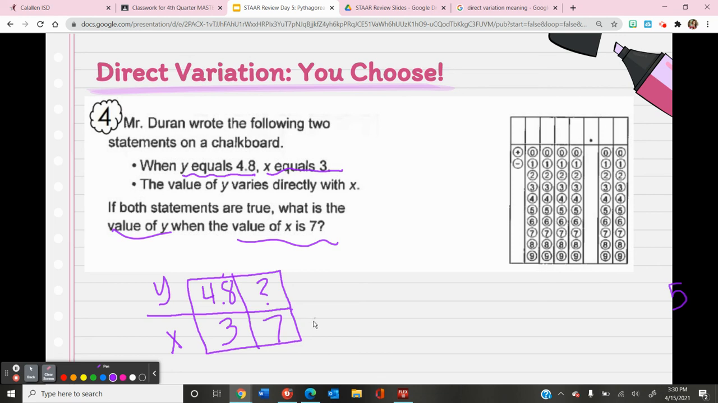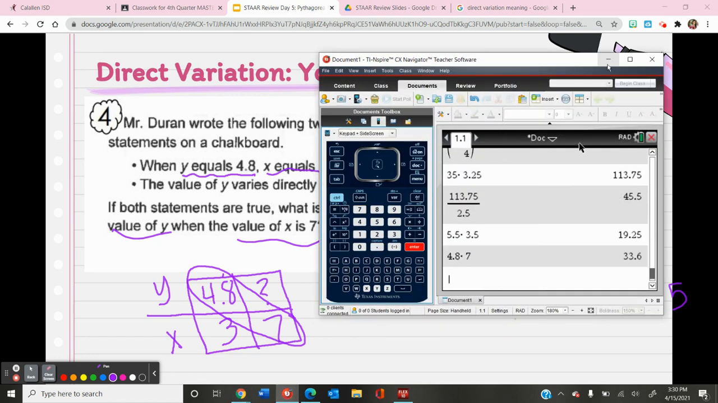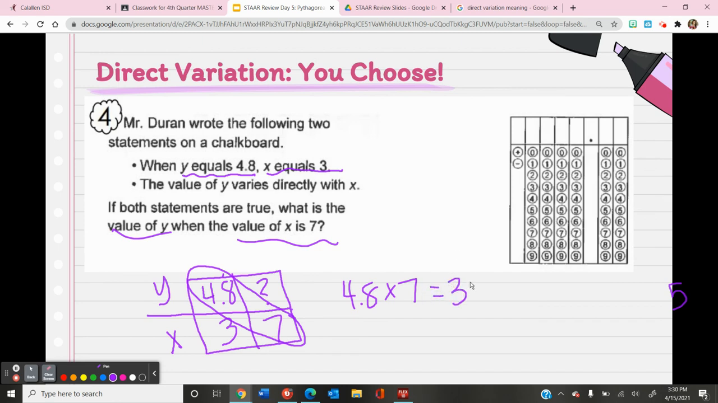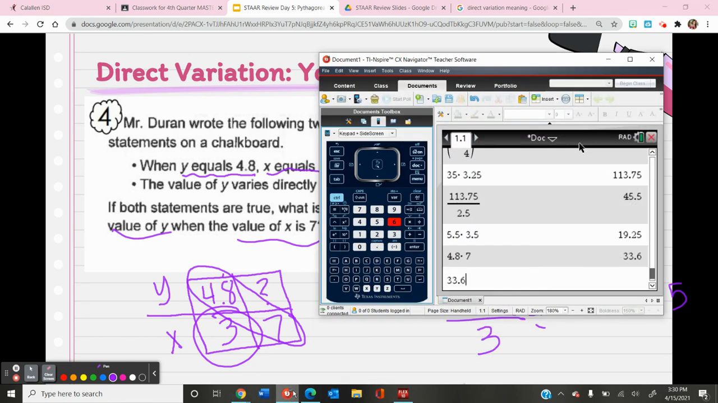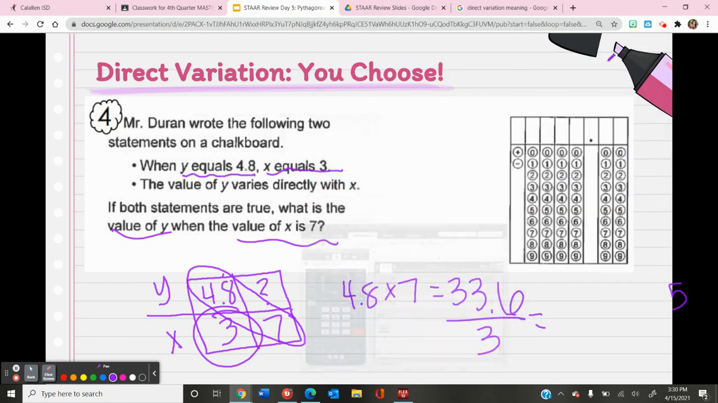So again, here we're going to cross multiply and divide. So 4.8 times 7 equals 33.6. Now all that's left for me to do is divide by this number here, 3.8. 33.6 divided by 3.8 equals 11.2. So here the value of y is 11.2 when x is 7. So I'm going to put it in exactly as it appears here. So 11.2.